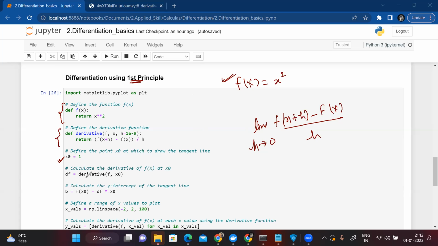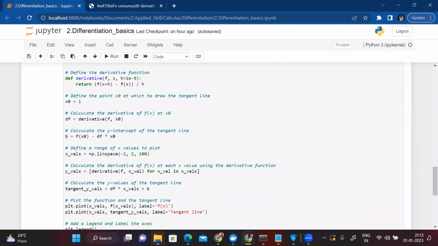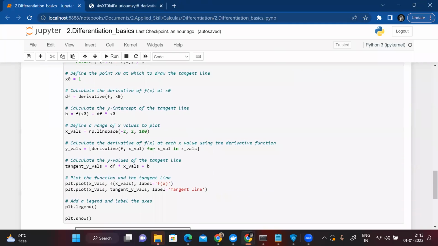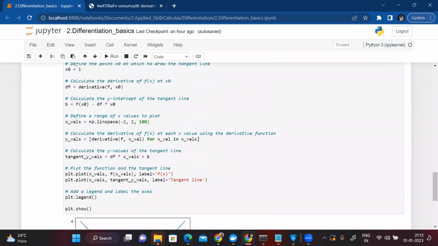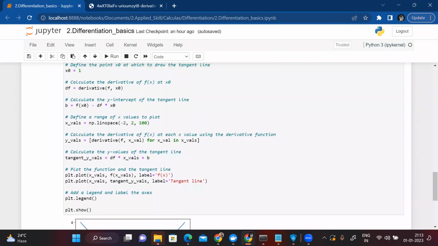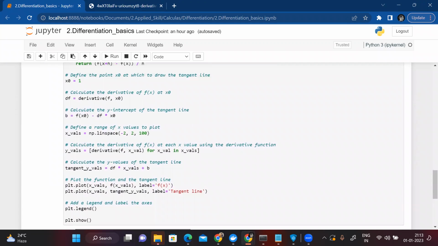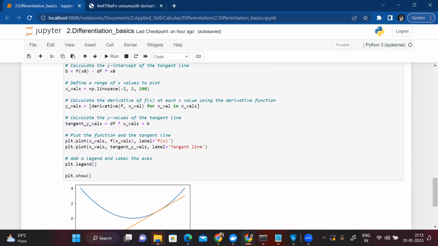So what you are passing, you are calling the derivative function, and then you are passing two things here. One is your function and the other is at what point you want to find it. At what point you want the derivative. Okay, and then we are just finding the coefficient, and because we want to plot it also, we are computing the x value and y value and the tangent value also.